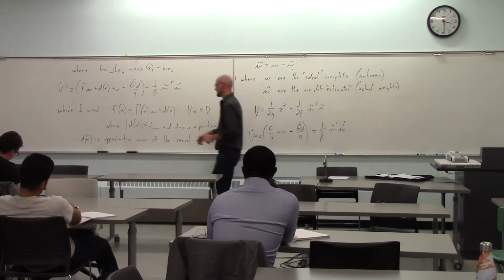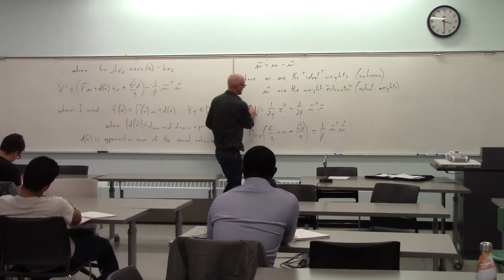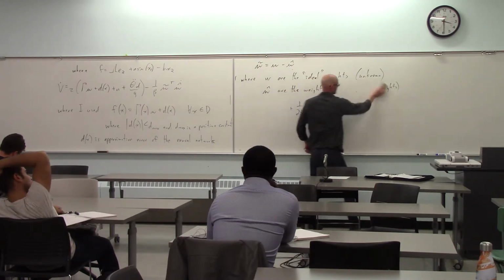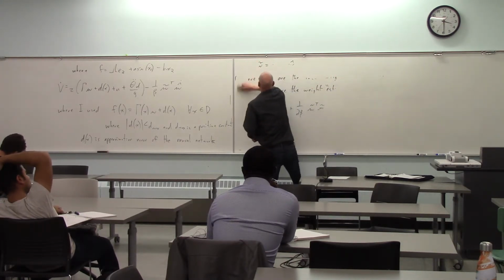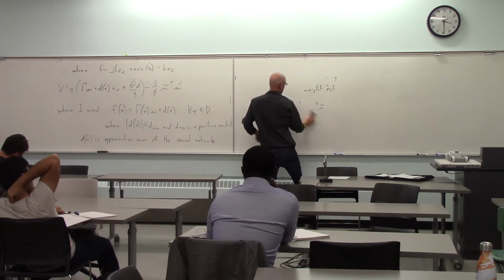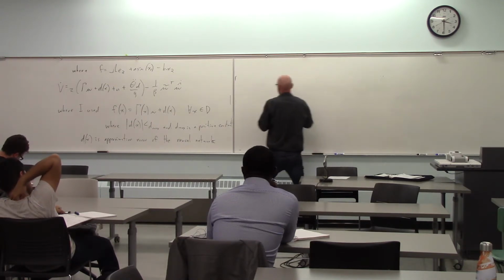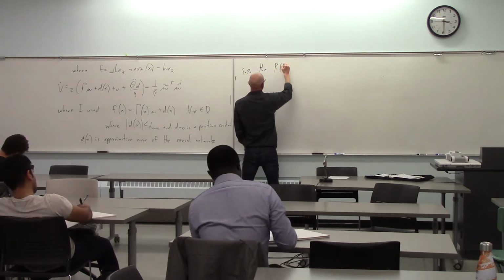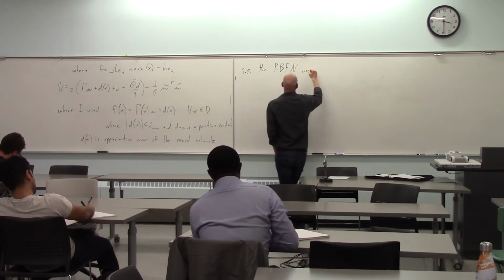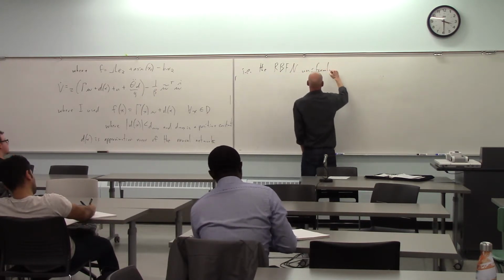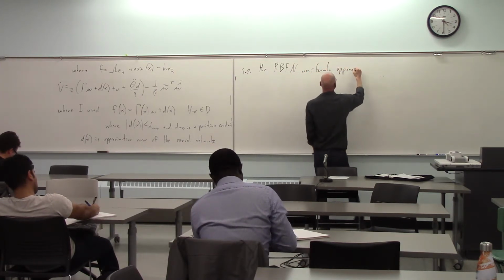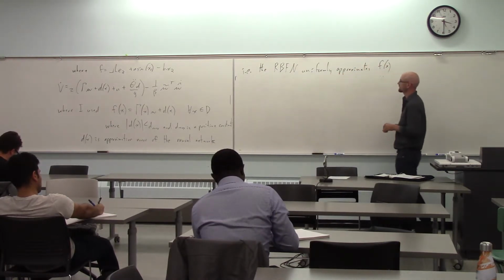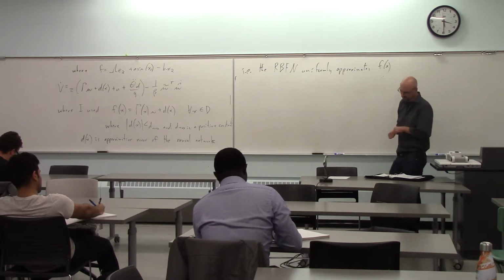So what we say is that RBFN uniformly approximates f of x, okay? Or is capable of uniform approximation anyway.